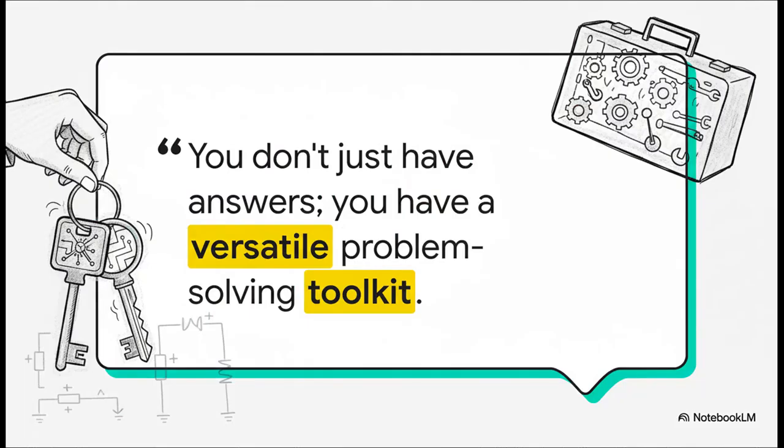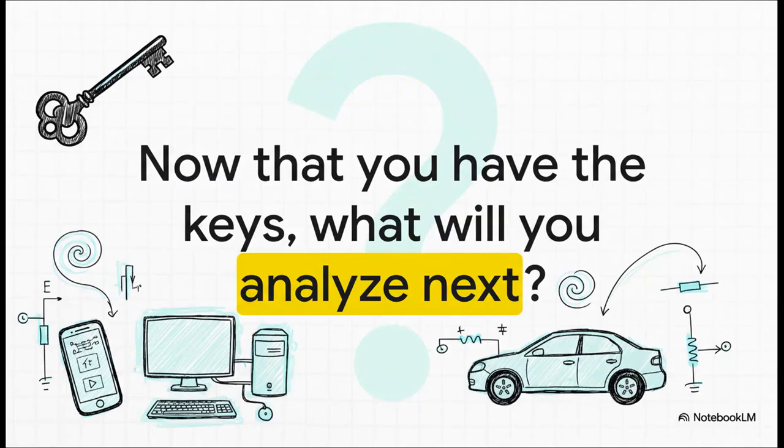The best way to think about this is that you are now a master locksmith with two different keys on your keyring. You don't just have the answers to a couple of specific problems anymore. You have a versatile problem-solving toolkit that lets you choose the best way to tackle any challenge. And that's really why all this matters. These are not just some exercises in a textbook. The phone in your hand, the laptop on your desk, maybe even the car you drive. Every single one of those was designed by engineers using these exact tools. So the real question is, now that you have the keys, what will you analyze next?